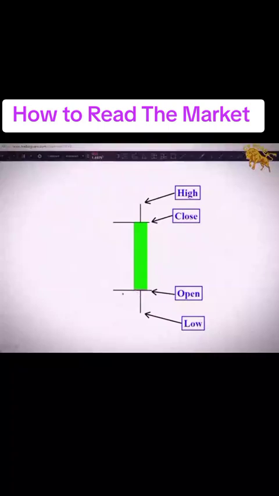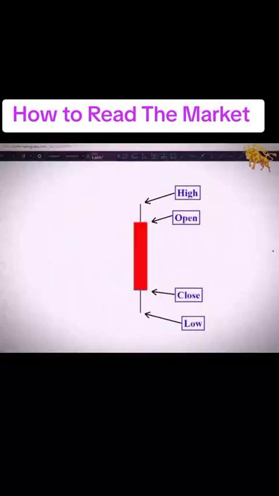So the beginning of the day, this market would have opened here at the open. Price action would have moved down to the low, up to the high, and then back down at the end of the day to close right here at our close. And this is an example of the anatomy of a bullish candlestick. Now we'll quickly go over a bearish candlestick as well.